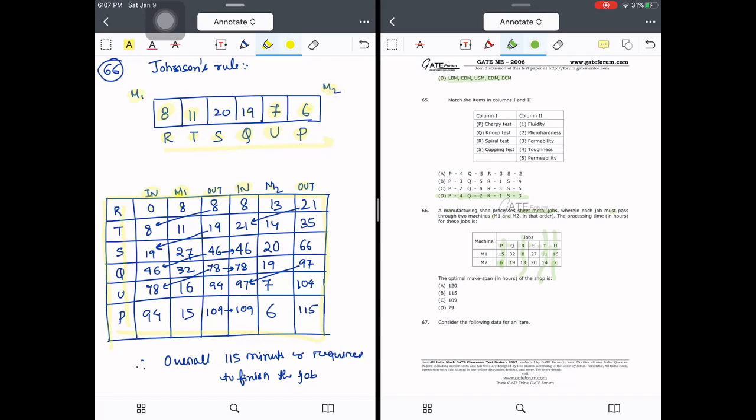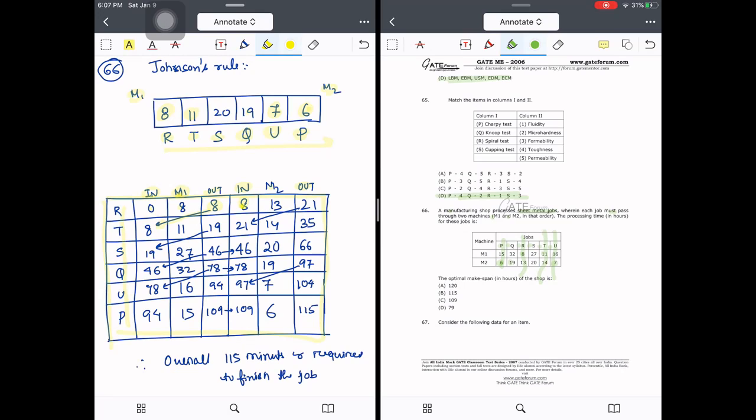Now, when the job is started initially at time T equals 0, machine 1 with R will take how much? It will take 8 hours. Machine 1 takes 8 hours. That means after 8 hours it will be taken out. After 8 hours it will be transferred to machine 2.